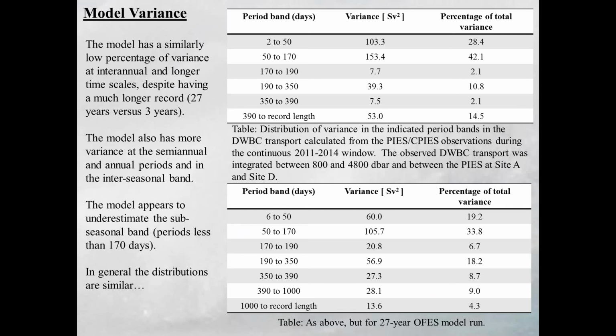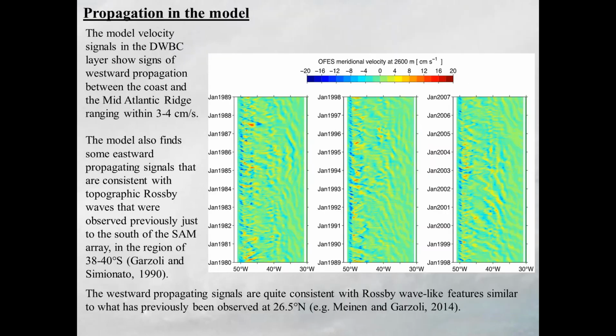Basically, what we find in the model and the data is, again, a fairly similar distribution of energy and timescales, but we find that the model has much too much energy at the semi-annual and annual timescales compared to the data. And in general, it's underestimating at all the other timescales. It's underestimating what the observations find.